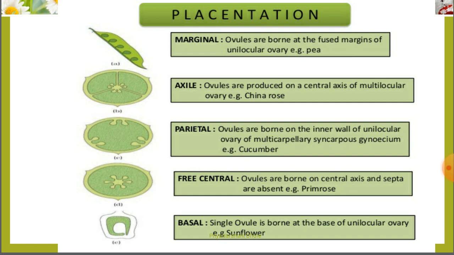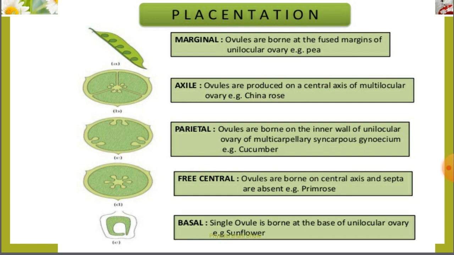Next one is parietal. Ovules are borne on the inner wall of the unilocular ovary of multicarpellary syncarpous gynoecium. Example is cucumber. When you cut the cucumber, see where the seeds are present, and these seeds are nothing but the ovules. This is parietal because they are attached to the wall of the unilocular ovary. There is a single locule, and these ovules are attached to the inner wall, and it is called parietal placentation.